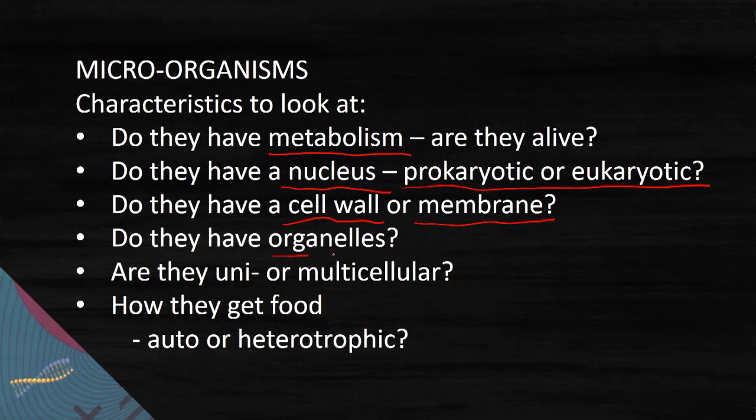Then, do they have organelles, which you learnt about when you talked about cells? Then, are they uni or multicellular? And are they autotrophic or heterotrophic?